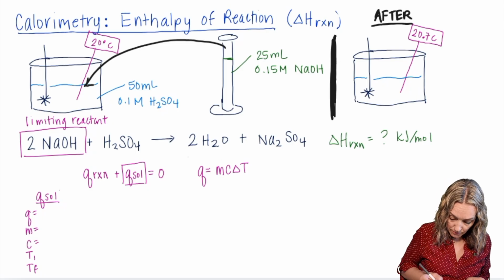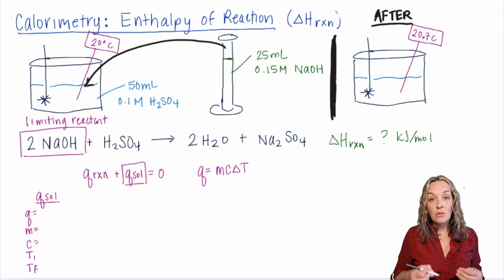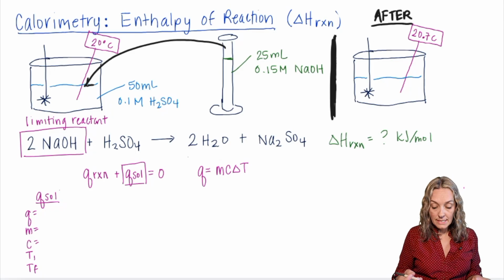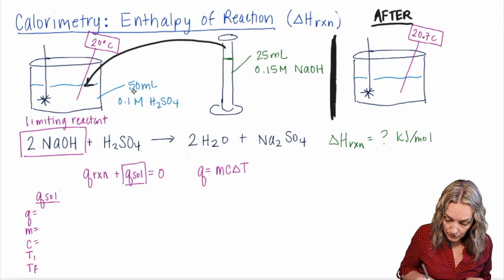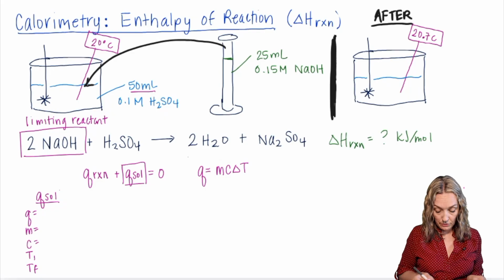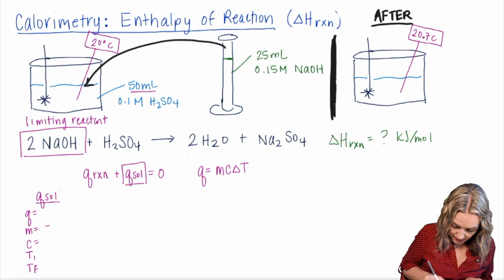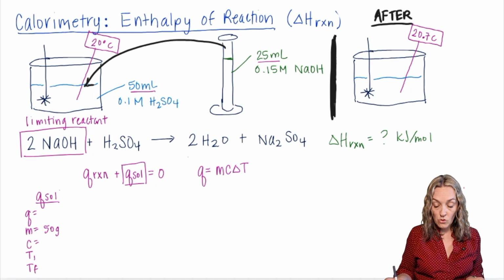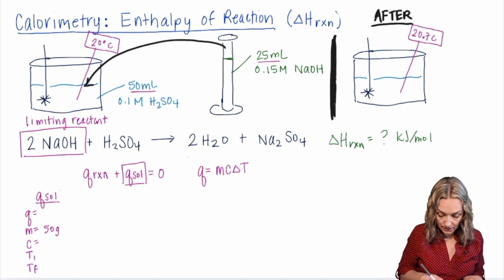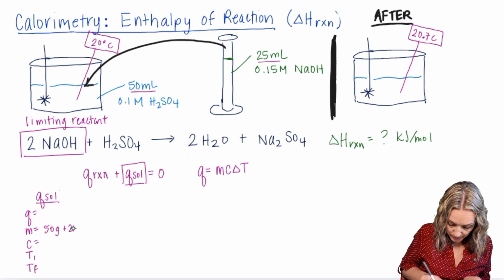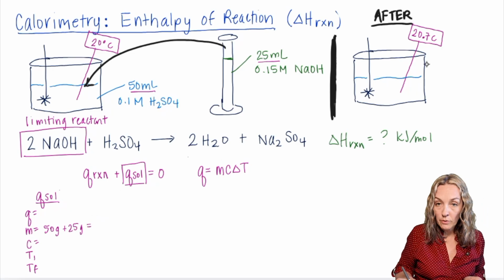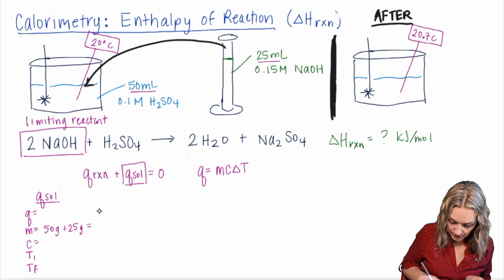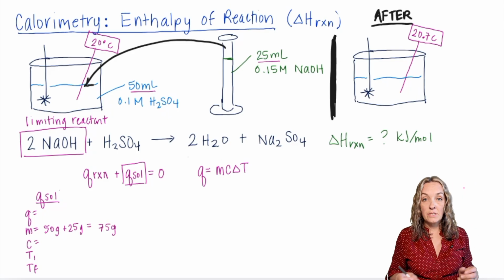So let's start with the mass. We can assume that the density of water is 1, and because the density of water is 1, 50 milliliters is equivalent to 50 grams. So I had 50 grams of water in the first solution, and when I added the second solution in, that was an additional 25 milliliters of water, which was an additional 25 grams. So in the calorimeter, at the end, I have 75 grams of solution.